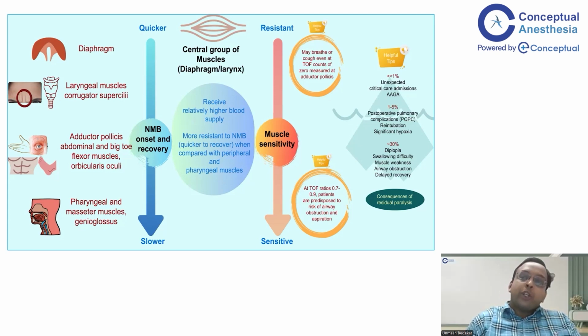So, in order to avoid these consequences of residual paralysis, proper monitoring of TOF count, giving muscle relaxants according to TOF counts, and reversing the patients according to the objective monitoring of the neuromuscular junction will help us to avoid these complications.